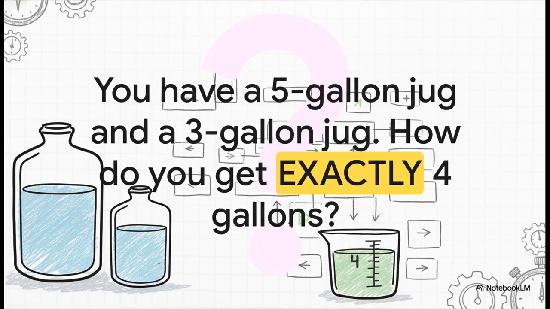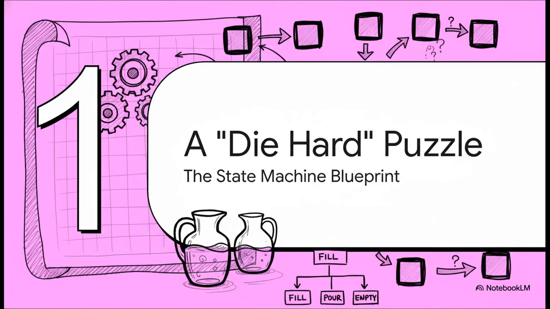Really think about it. You've got a 5-gallon jug, a 3-gallon jug, and an entire city is counting on you to measure out exactly 4 gallons of water. Go on, take a second. The clock is ticking. Now, to solve this, we're not just going to guess and hope for the best. We're going to think like a computer scientist. We're going to build a blueprint of the entire problem.